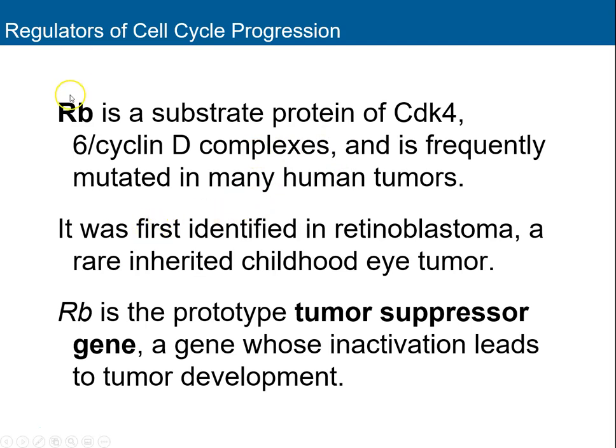RB was first identified in retinoblastoma, hence why it's called that, which is a rare inherited childhood eye tumor. Retinoblastoma, or RB, is a tumor suppressor gene. So if that gene is mutated so that it is not functioning properly, it will lead to tumor development. It will lead to overproliferation of cells. It will lead to cancer cells.